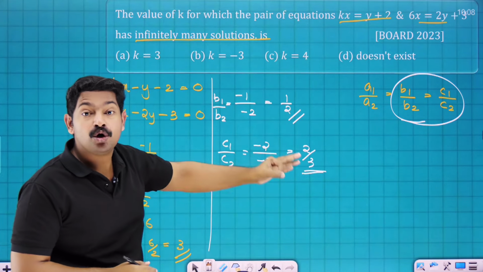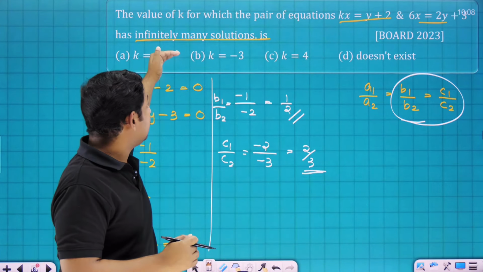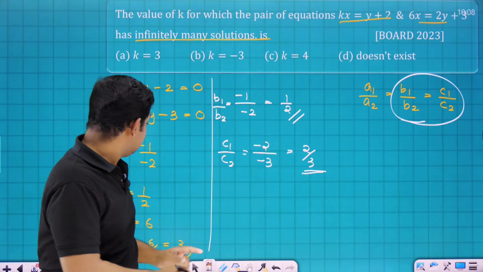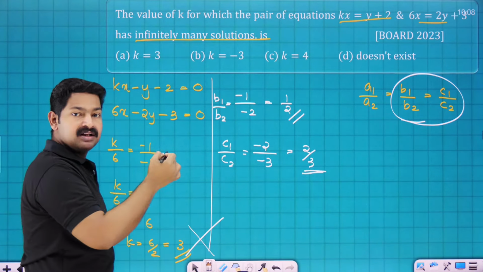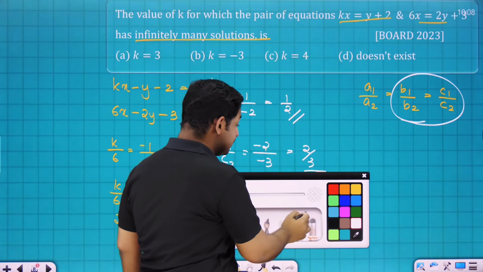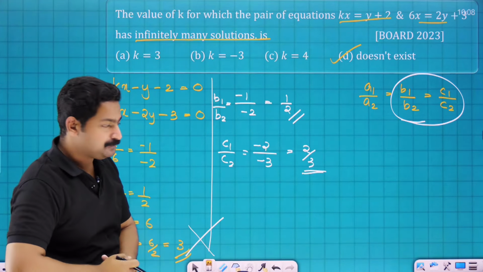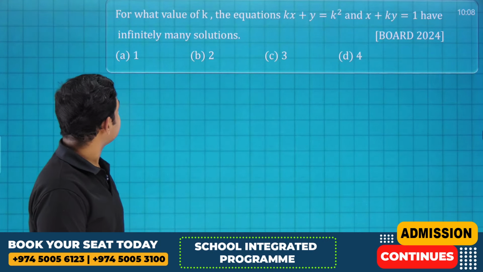So there is no such value of k where the system of equations has infinitely many solutions. This value of k is not valid. The value of k does not exist. That is the correct option. It does not exist. Okay, so that's it. We can move on to the next one.